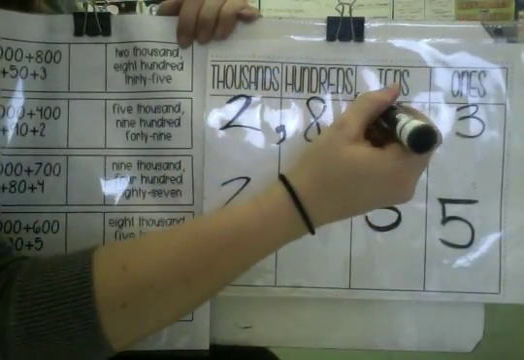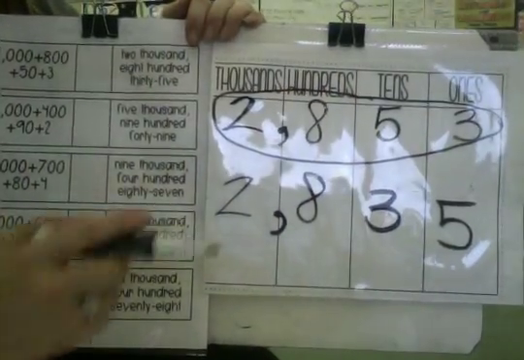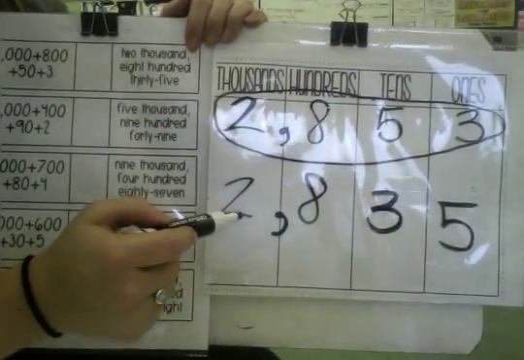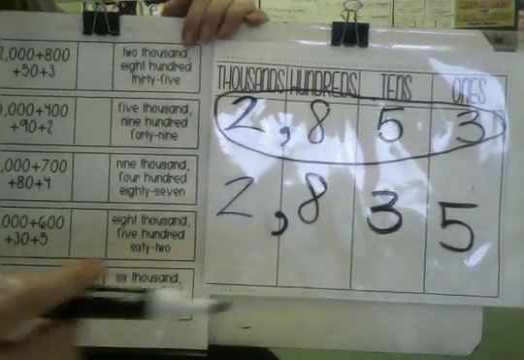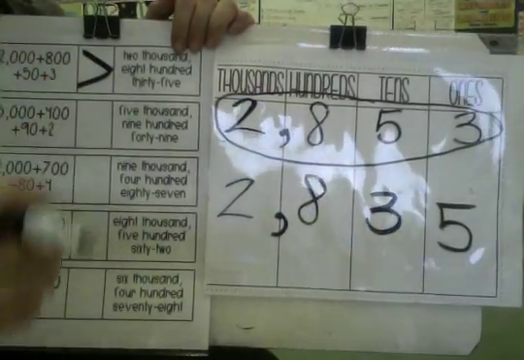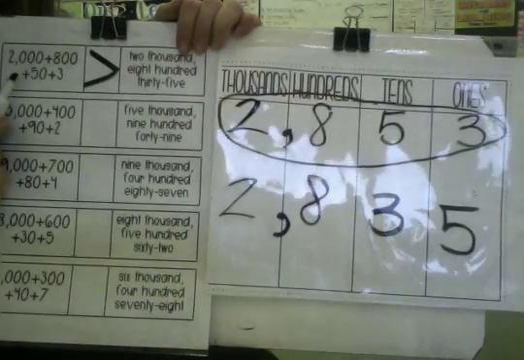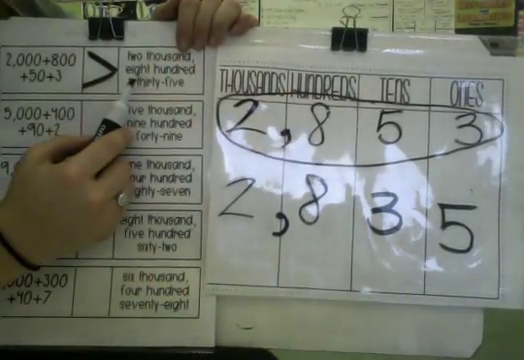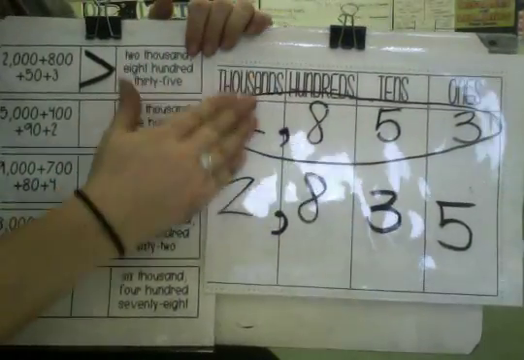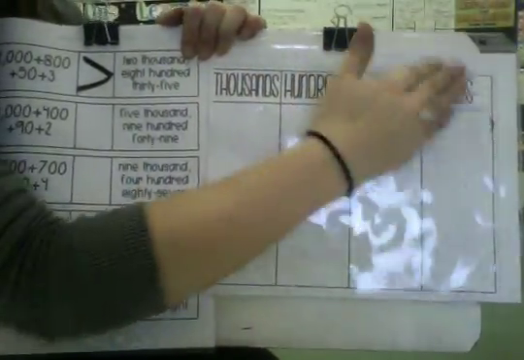So we know that this up top here is our greater number. So 2,853 is greater than 2,835. So that means our comparison symbol has got to go this way to show that 2,853 is greater than 2,835. Let's go ahead and let's erase our template here so that way we can analyze the next one.